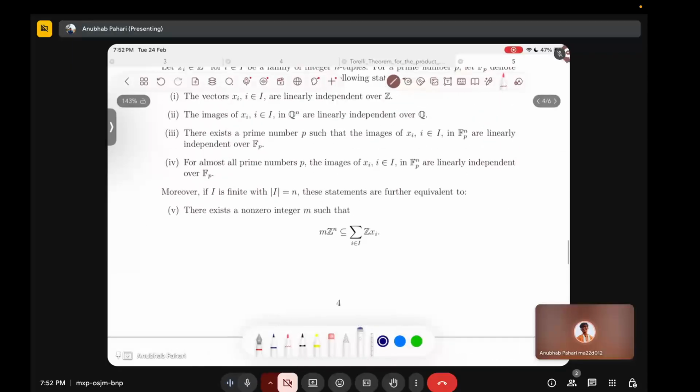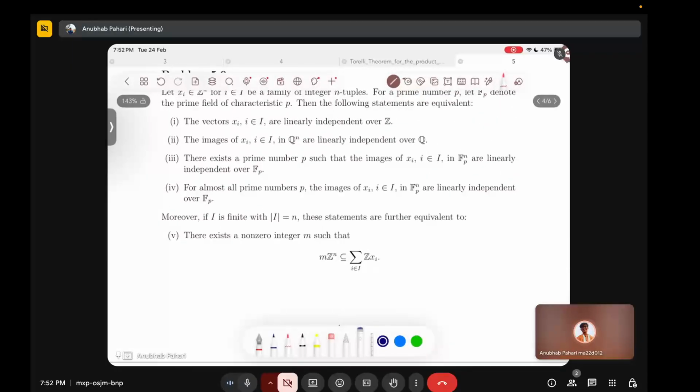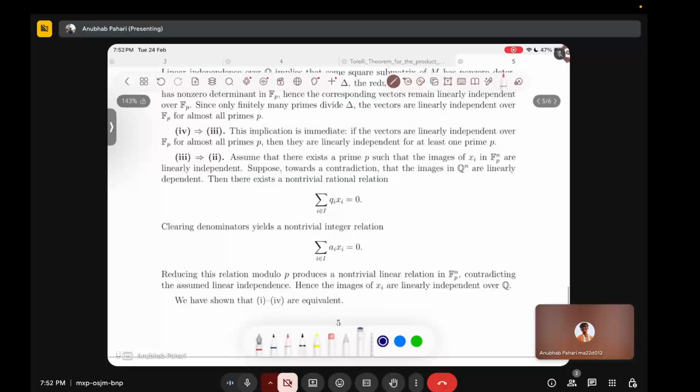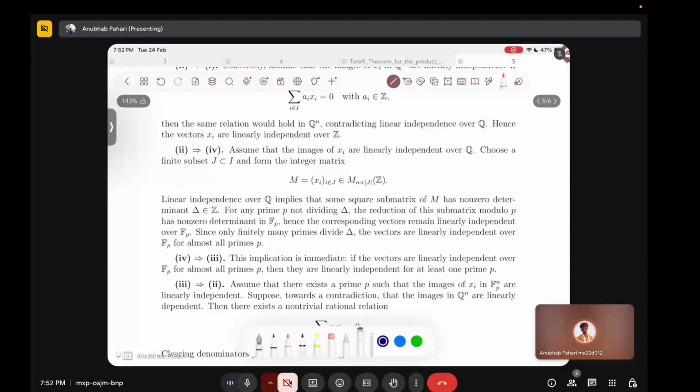So 4 says that for almost all prime numbers p, the images of xi are linearly independent over Fp. So assume that the images of xi are linearly independent over Q. Now if we choose a finite subset J coming from I, and form the integer matrix M whose columns are xi, where i belongs to capital J, M belongs to M of n cross cardinality of J over Z, that is the integer matrix of order n cross cardinality of J.